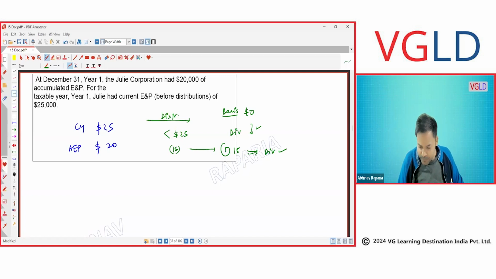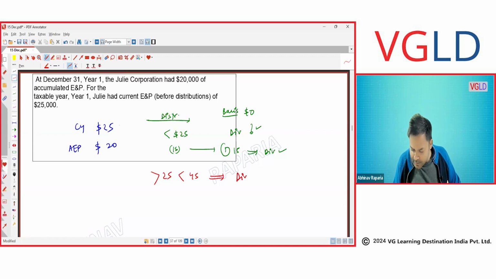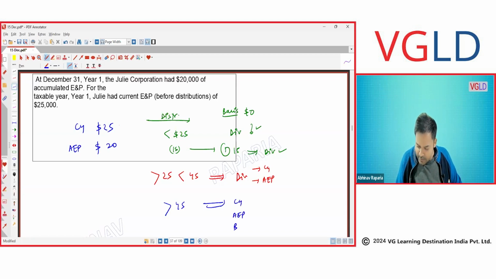But if I tell you that the amount is more than 25,000, but less than 45,000, would that still be dividend? Yes, obviously. Earlier I was using only current year. Now I'm using the accumulated also. Still it is going to be dividend. First I'll take the current year, then I'll take the accumulated. Point clear, guys? How about if I'm crossing 45,000? Then I'll take the current year, then accumulated, then the basis, and then the capital gains.